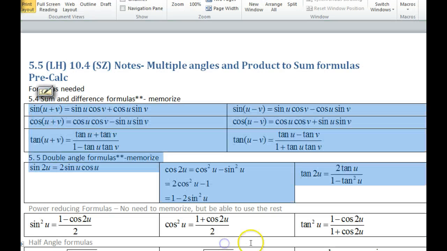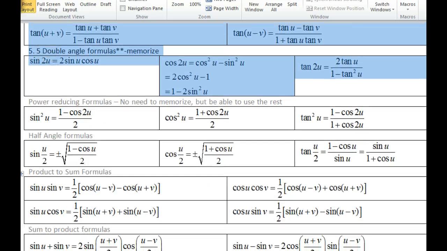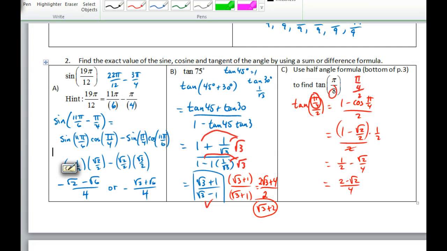Let me look at that again. So I'm not using the double angle formula, I'm using the half angle formula. So here it is. So u right here would be the pi over 4. So wherever I see u over here, I'm going to plug in pi over 4. And then I'm just going to use 1 minus cosine all over the sine. So I have now u is equal to pi over 4. So I plug in 1 minus cosine of pi over 4.